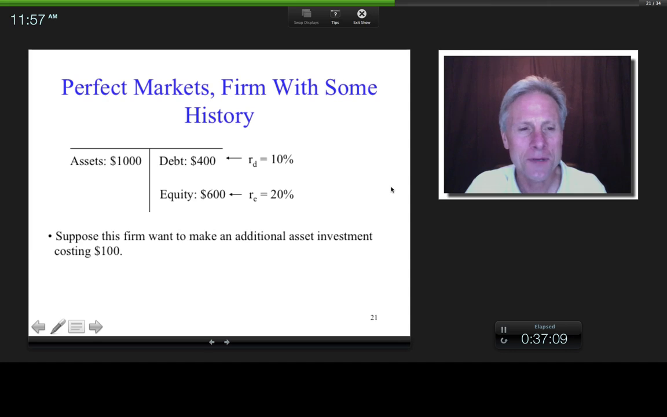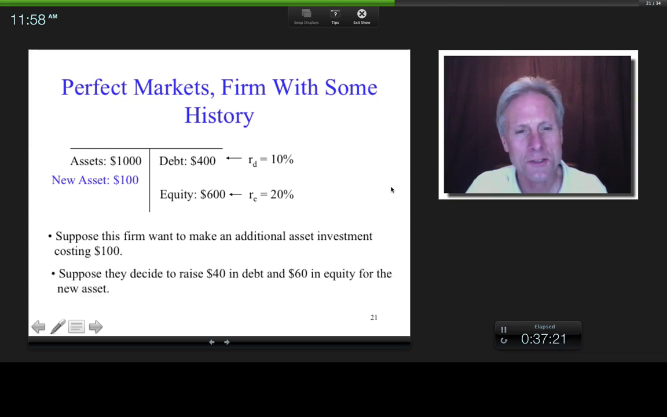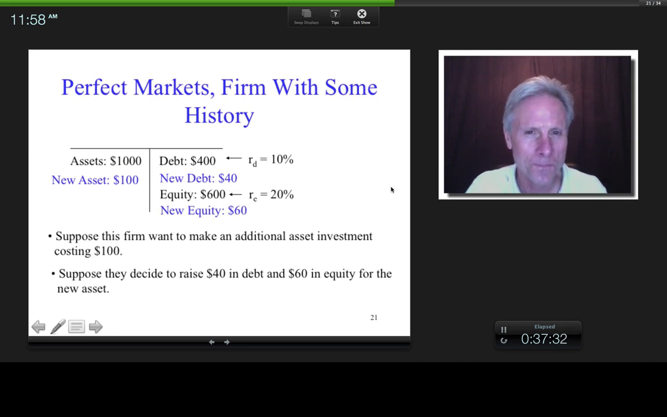Now let's say this company decides, hey, I want to make an additional asset investment decision costing $100. Okay? So there's my new asset. And suppose that they decide to raise money for the new asset with, say, $40 in debt and $60 in equity. So here's my question for you. What should the discount rate be for the new asset?